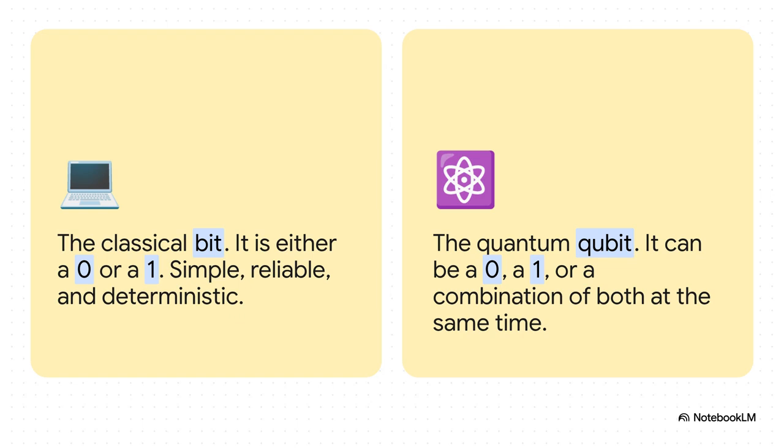That's it. But on the right, that's a qubit. And the qubit, well, it plays by a completely different set of rules. A qubit can be a 0, it can be a 1, or, and this is the key, it can be a combination of both at the very same time. It's living in a world of probabilities until the second you look at it. And this single ability to hold so much more information is the very first step towards quantum power.